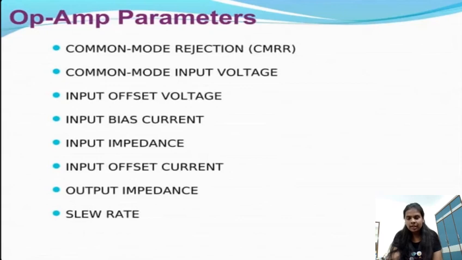Op-amp parameters. There are majorly eight op-amp parameters. They are CMRR, which is called common mode rejection ratio, common mode input voltage, input offset voltage, input bias current, input impedance, input offset current, output impedance, and the slew rate. Let's discuss each of them.